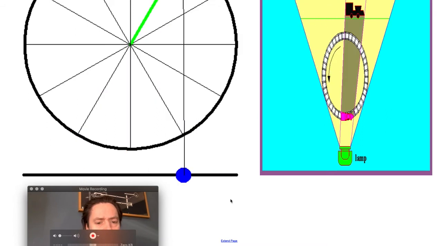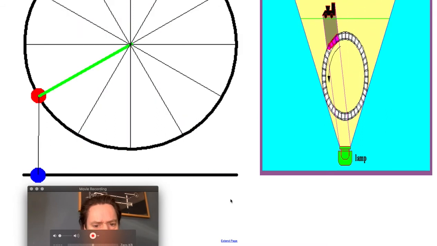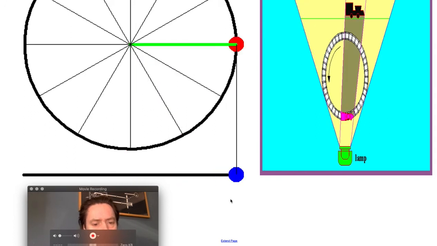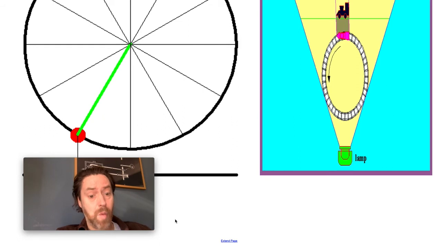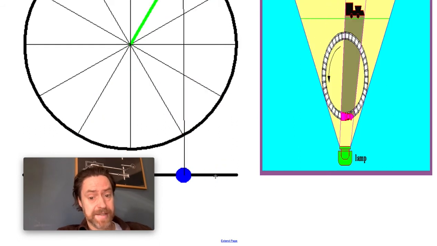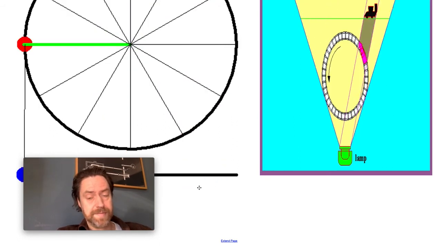Now, I think that's probably a bit of a garbled explanation, so I'm going to show you some more things and see if it makes sense as we go through it. Basically, what we're going to be doing is determining the angular velocity of the simple harmonic motion.